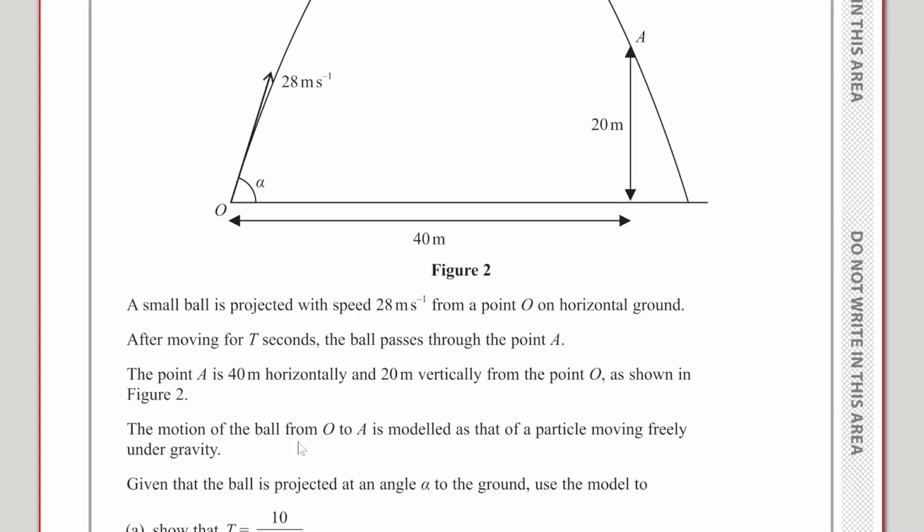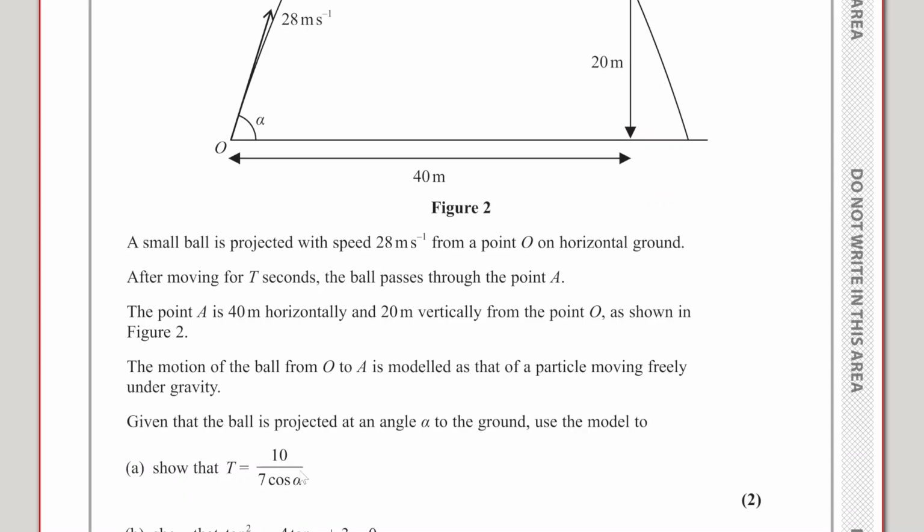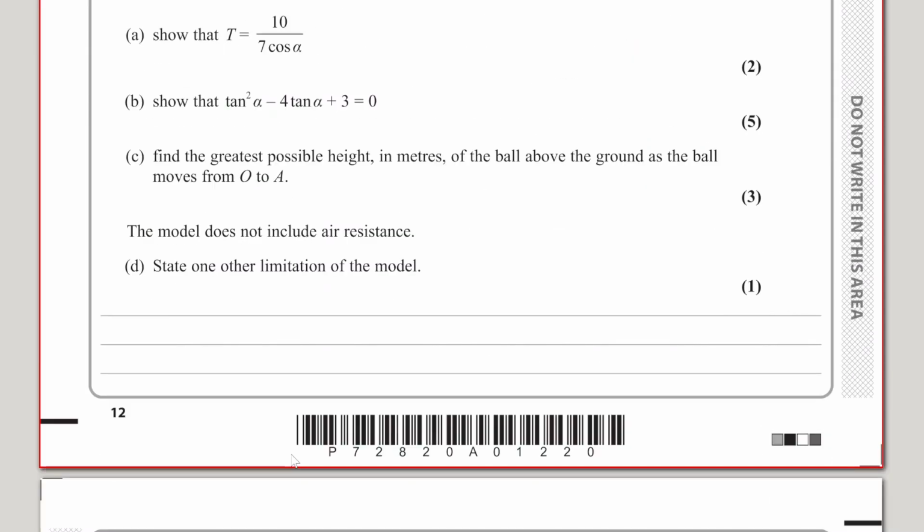The motion of O to A is modelled as a particle moving freely under gravity. So for the vertical component, the acceleration is going to be a negative g. For the horizontal component, there's no acceleration. And the ball is projected at angle alpha, so we know that. So we're going to split this up into a horizontal motion and a vertical motion, and we're going to do SUVAT for both of them. And then we're going to show that t equals 10 over 7 cos alpha.